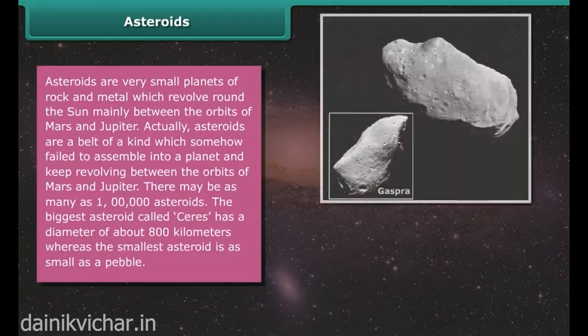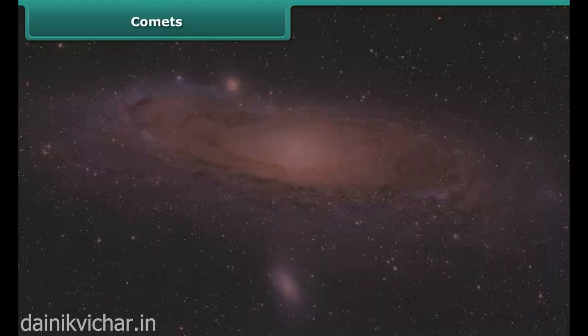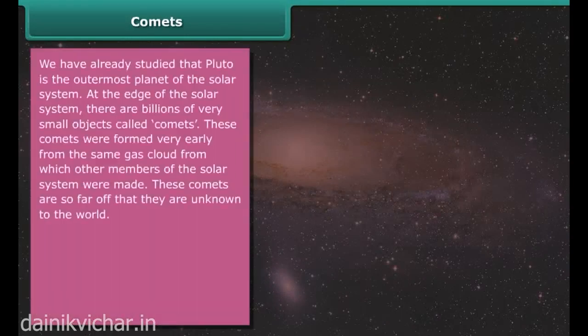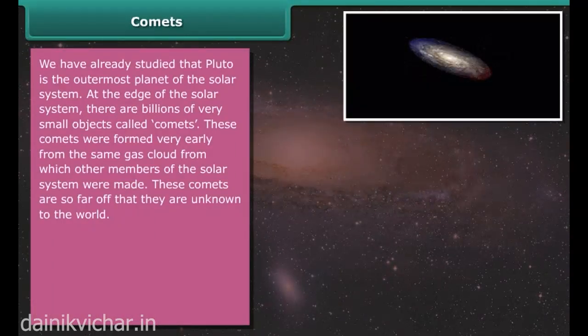Asteroids. Asteroids are very small planets of rock and metal which revolve around the Sun mainly between the orbits of Mars and Jupiter. Actually, asteroids are a belt of a kind which somehow failed to assemble into a planet and keep revolving between the orbits of Mars and Jupiter. There may be as many as 1 lakh asteroids. The biggest asteroid, called Ceres, has a diameter of about 800 kilometers, whereas the smallest asteroid is as small as a pebble.